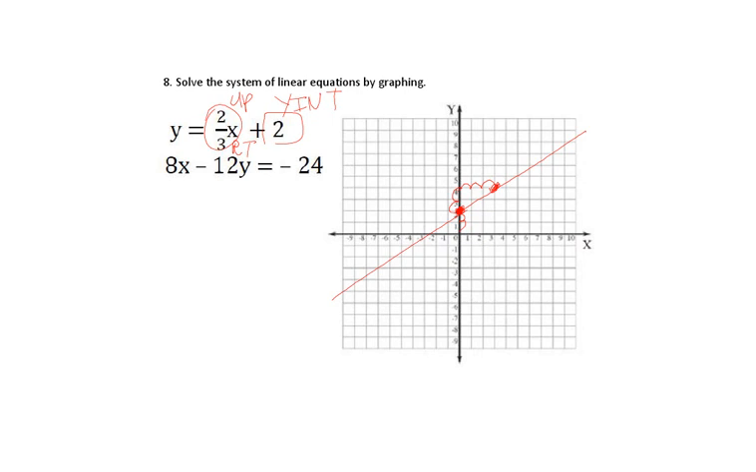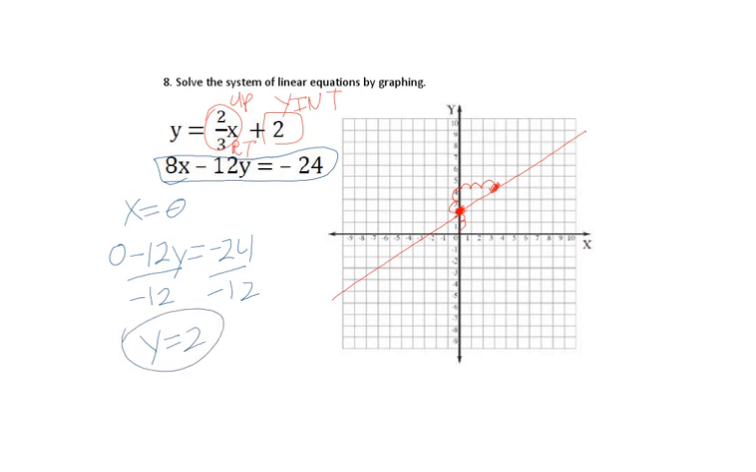Okay, so for the second equation, 8x minus 12y equals negative 24. For that, what we'll do is we'll have x equals 0 and have y equals 0. When x is 0, that means you're left with 0 minus 12y equals negative 24. And if you divide by negative 12, you get y equals positive 2. So one point is at 0, 2.